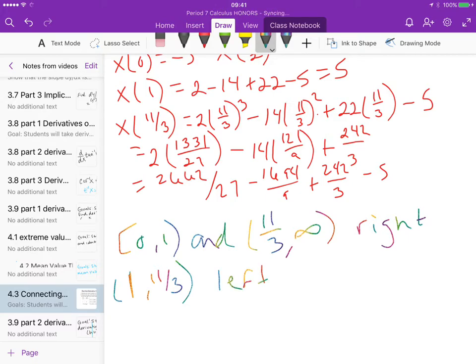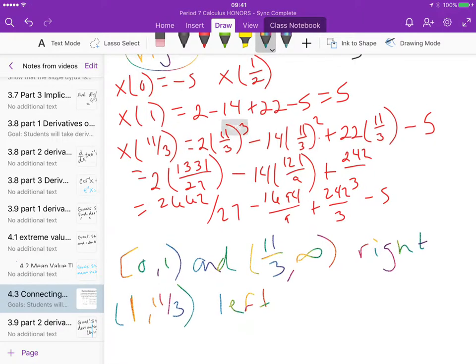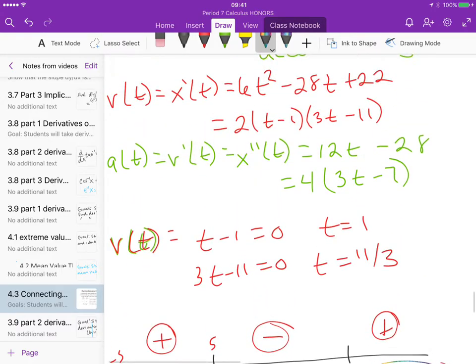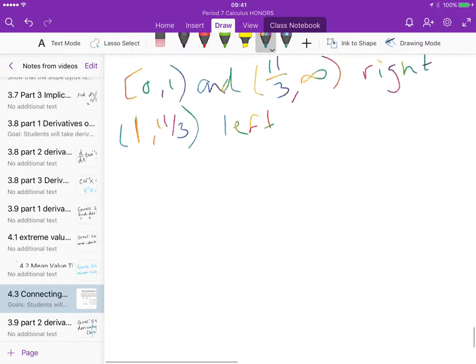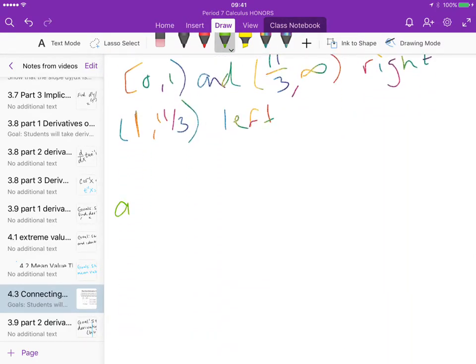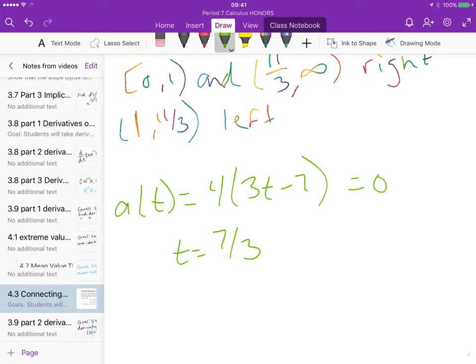So let's wrap up this problem by talking about what's happening in terms of the second derivative. And remember, our goal was to say, hey, when are we accelerating and when are we decelerating by using our second derivative? So our only critical point that we're dealing with for our second derivative is when t is equal to 7/3. So let's take a look here. Let's rewrite our second derivative. Our acceleration was 4 times 3t minus 7. So t is going to equal 7/3 when this equals 0 here.